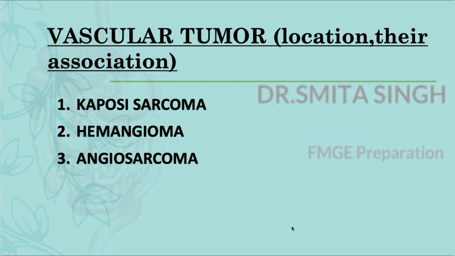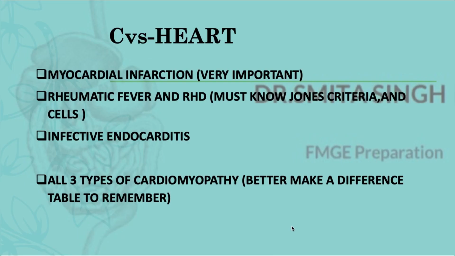Next is vascular tumors, which you have to know Kaposi sarcoma. Kaposi sarcoma has been asked so many times that I don't even know, like since 4 or 5 years. I don't know how many times they have asked them, but they can ask them again. So be prepared for them. Hemangioma and angiosarcomas.